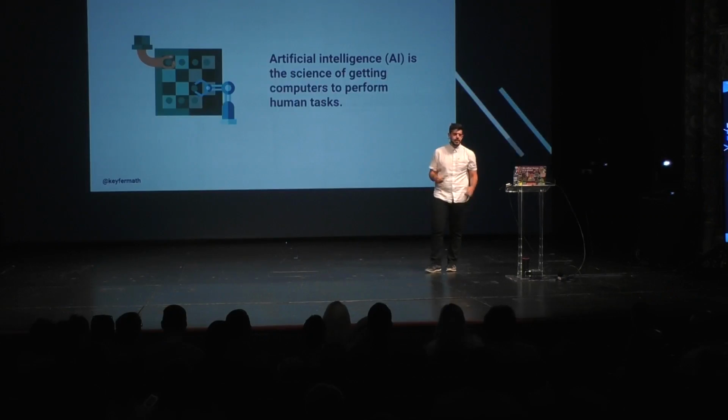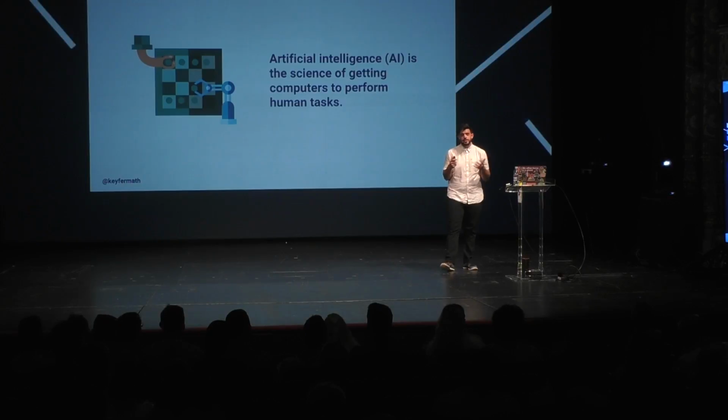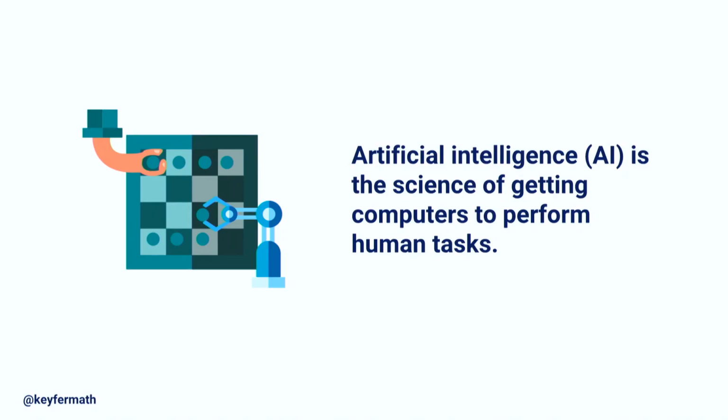So I'm going to talk today about, first, what is AI, what is machine learning, what are neural networks, so we can just have a ground foundational level of understanding. So AI is the science of getting computers to perform human tasks.